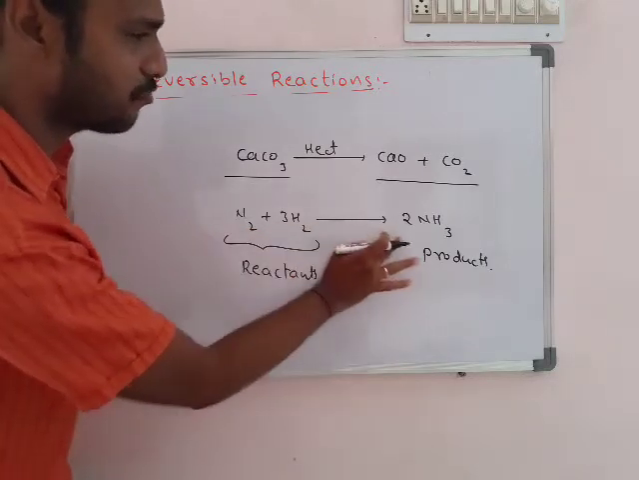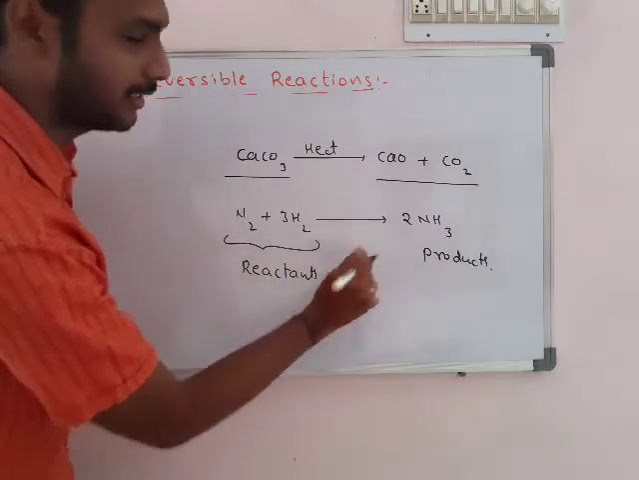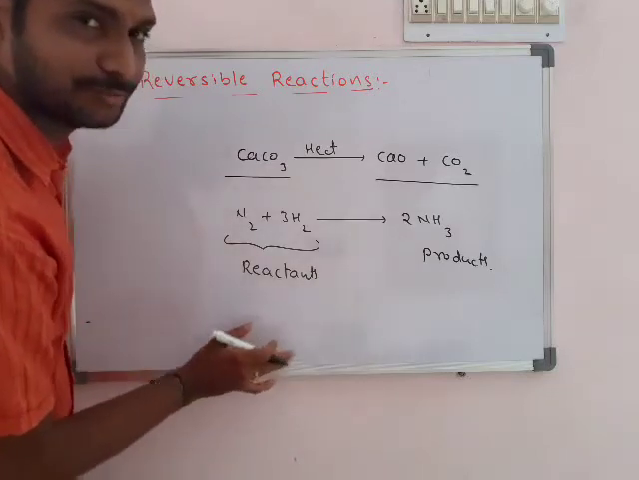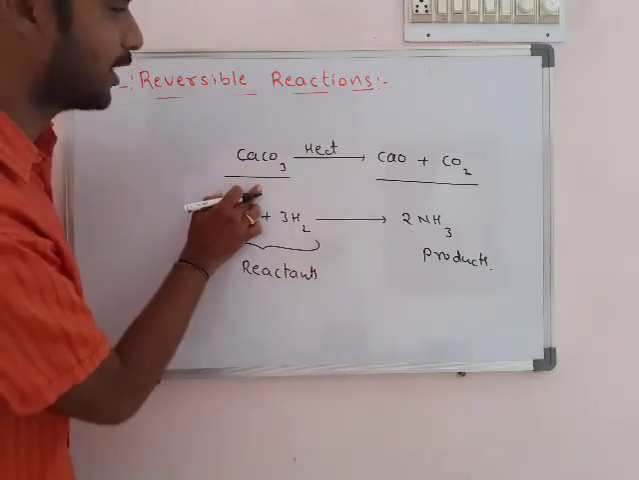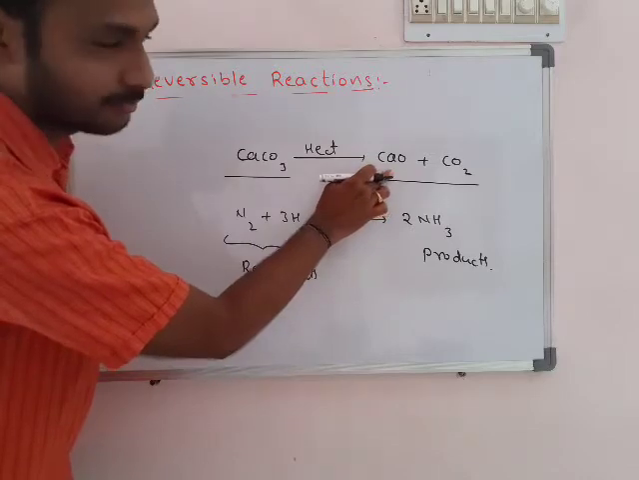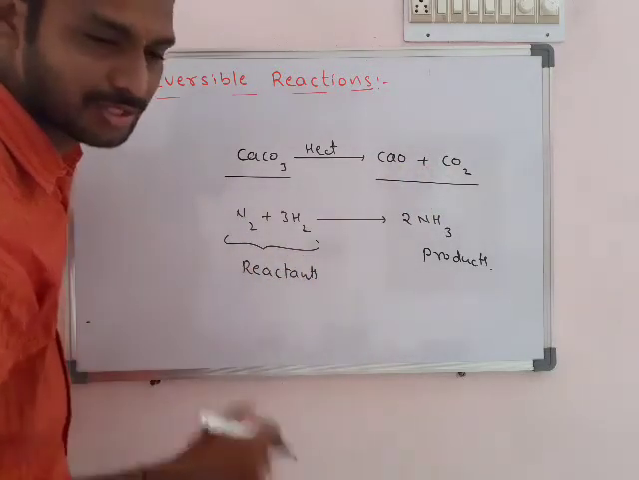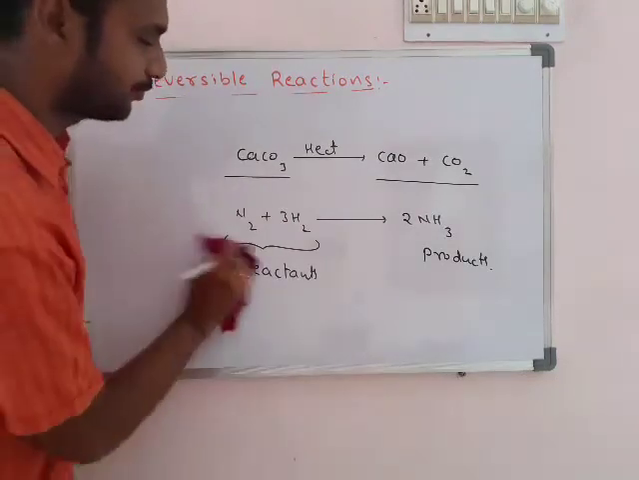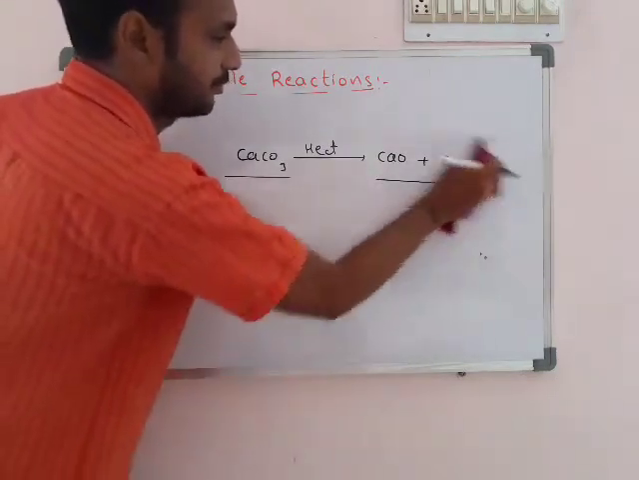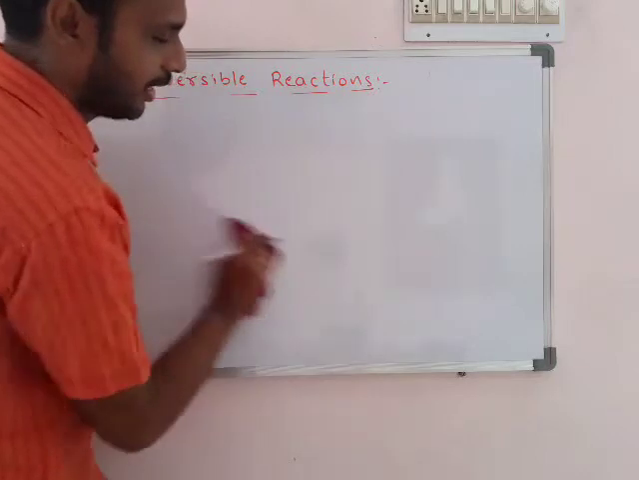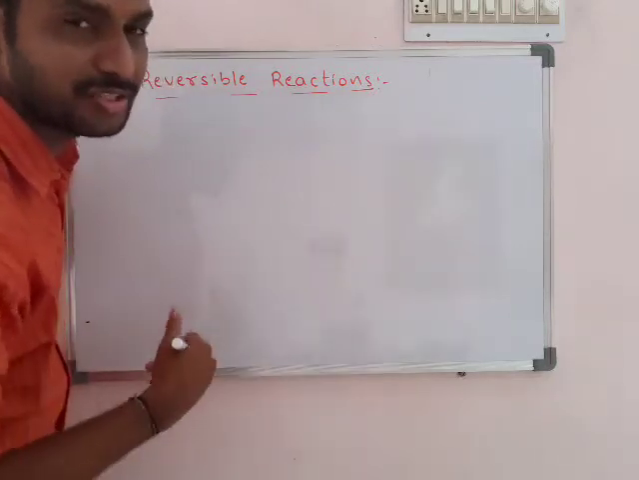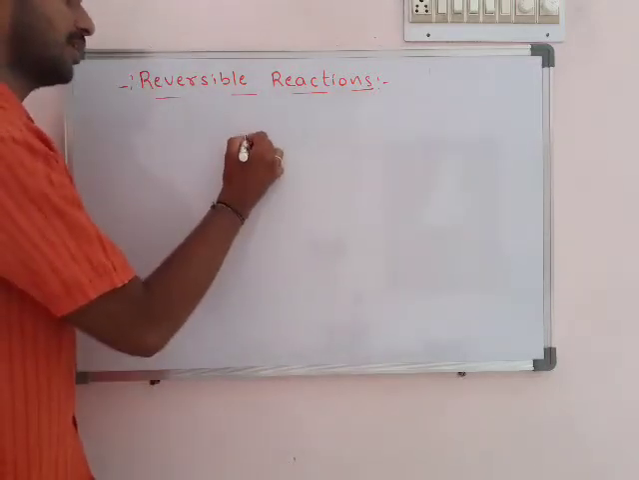N2 and H2 combine to form ammonia, so this is a forward reaction. On heating calcium carbonate, we got lime and carbon dioxide gas. So this is also a forward reaction. Now, if the reverse reaction takes place, see here again.